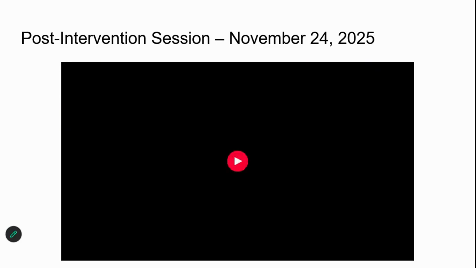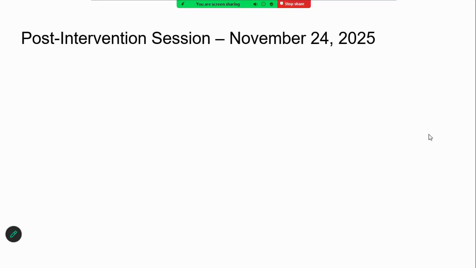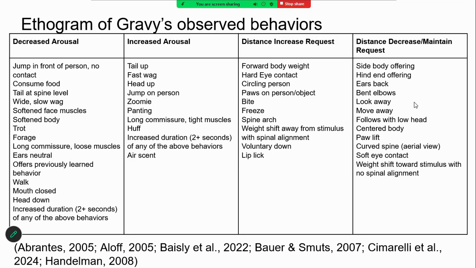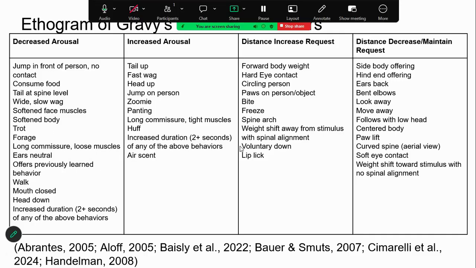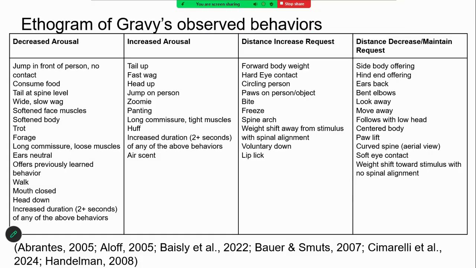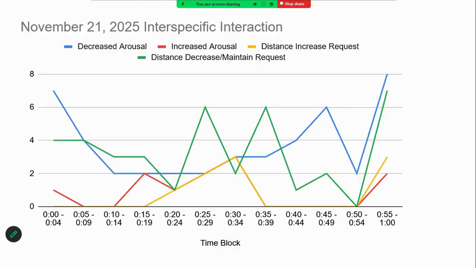Some pretty obvious differences, I think, in that video compared to the first one. Let's review Gravy's ethogram again. This is the ethogram that we used to evaluate his first video, and we're going to use the same ethogram to look at his behavioral choices in the second video. Again, just like the first one, we've got on the x-axis 4-second time blocks, and on the y-axis we have behaviors counted, so number of behaviors counted in each 4-second time block. The lines are the same. Blue is decreased arousal, red is increased arousal, yellow is a distance increase request, green is a distance decrease request.